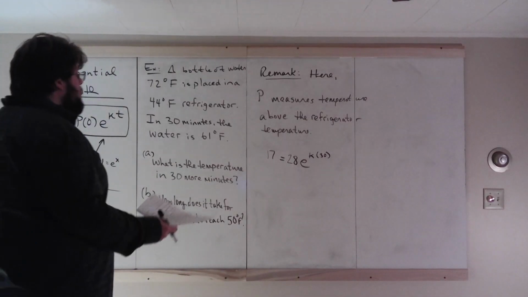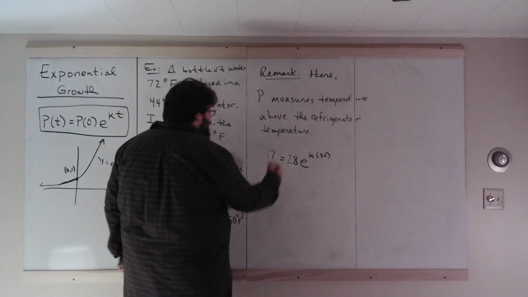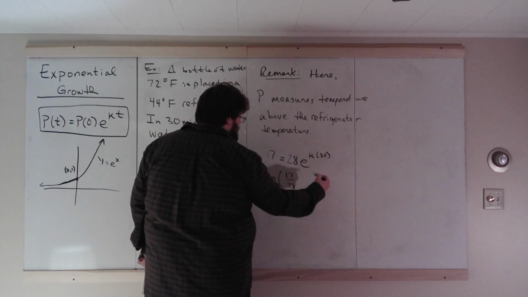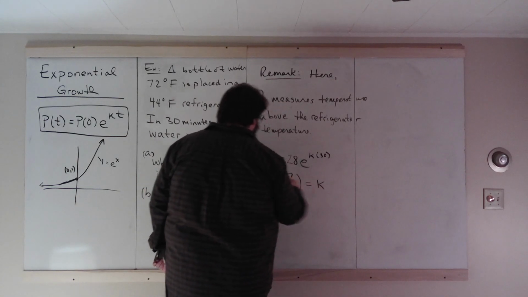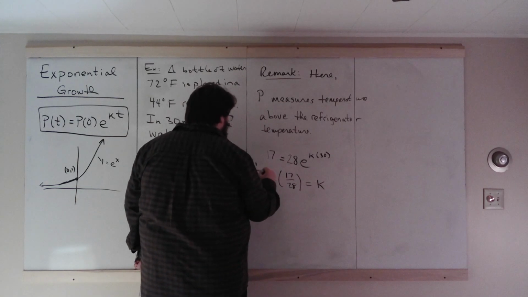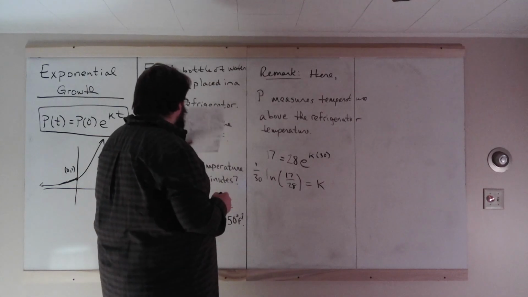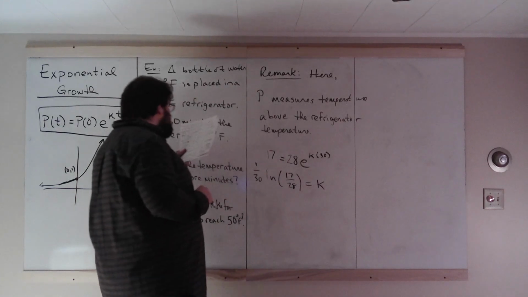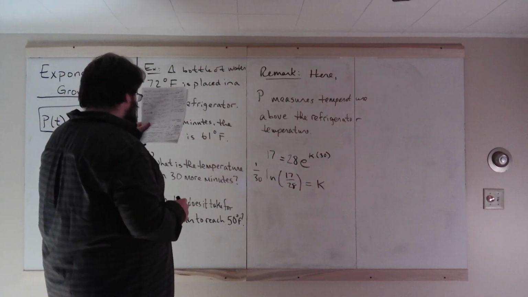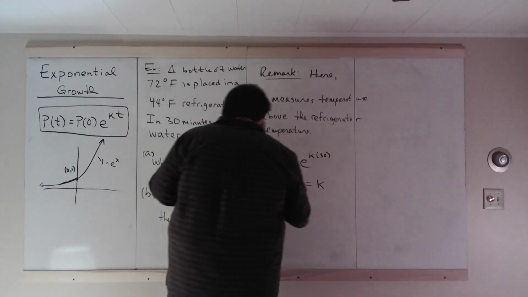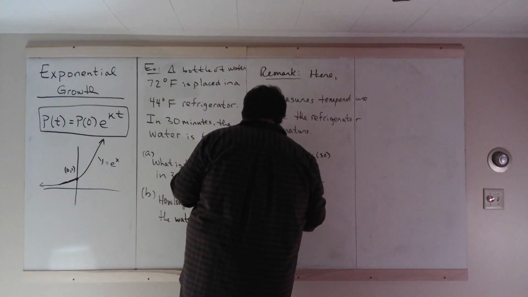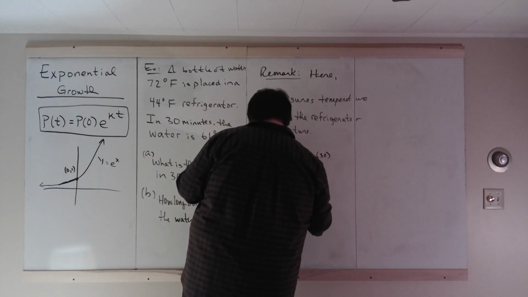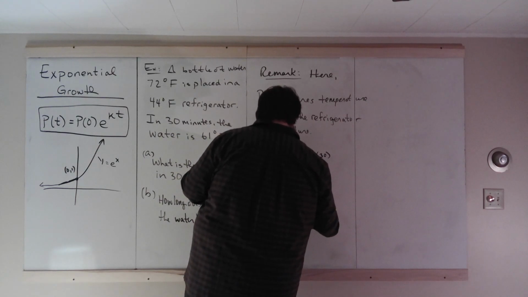Remember, we're always measuring this above fridge temperature. So we have an equation that we can use to find K. Solve this for K. We get log of 17/28 equals K times 30, so 1/30th log of 17/28 is K. This is negative because the inside is less than 1 and larger than 0. K is approximately equal to negative 0.01663.